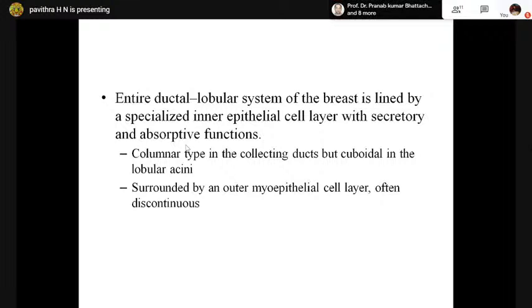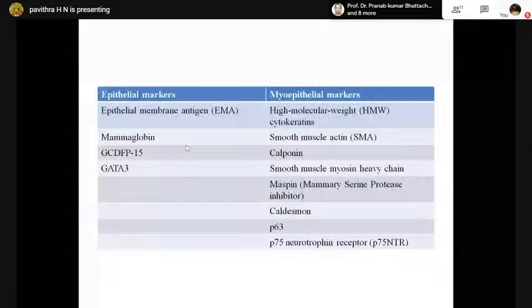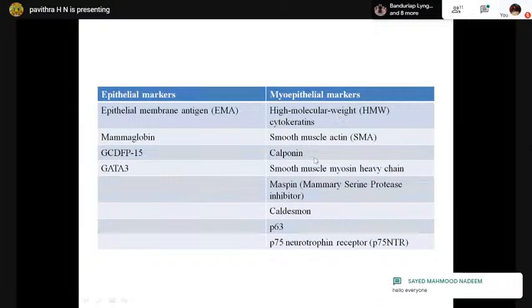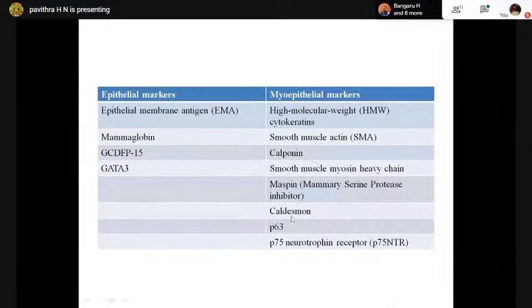Other than morphology, we use IHC markers also to identify them. In case of some malignancies, at times to distinguish benign from malignant, we'll need some IHC markers also. The epithelial markers are epithelial membrane antigen, mammoglobin, GCDFP15, that is the gross cystic disease fluid protein 15, and GATA3. The myoepithelial markers are high molecular weight cytokeratin, smooth muscle actin, calponin, smooth muscle myosin heavy chain, maspin, caldesmon, P63, and P75 neurotrophin receptors. Also, we can use GFAP at times. They also highlight these myoepithelial cells.